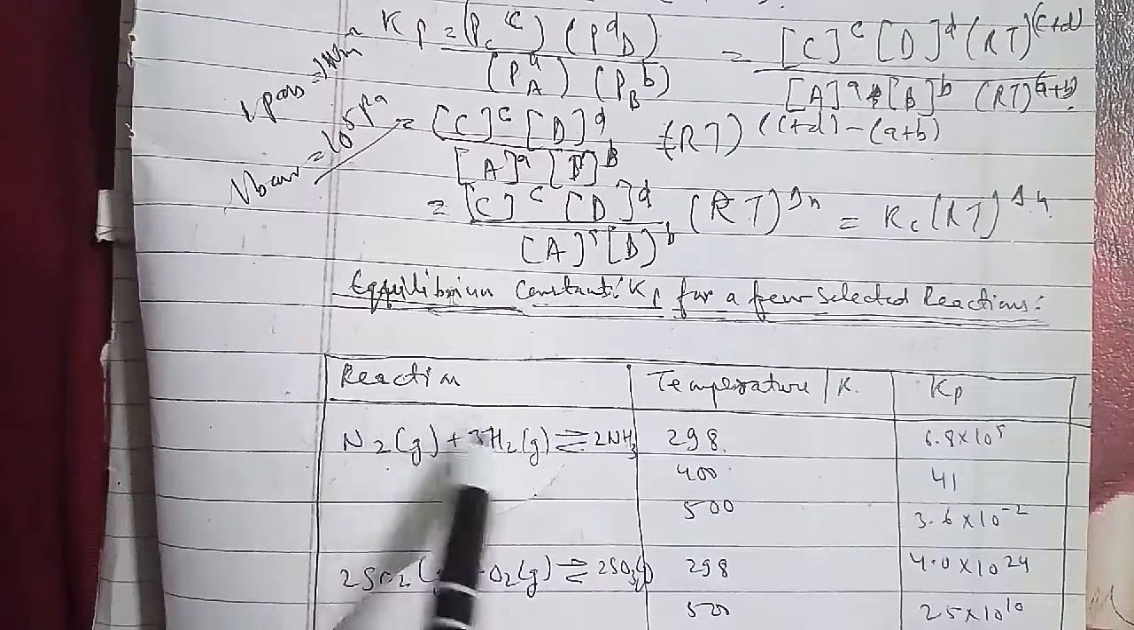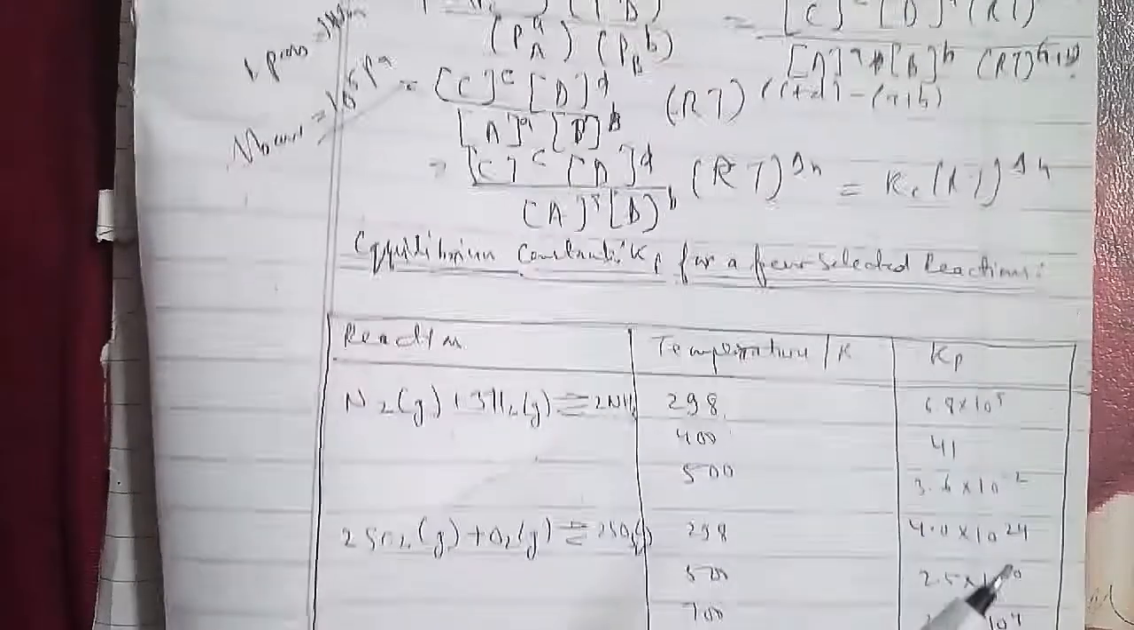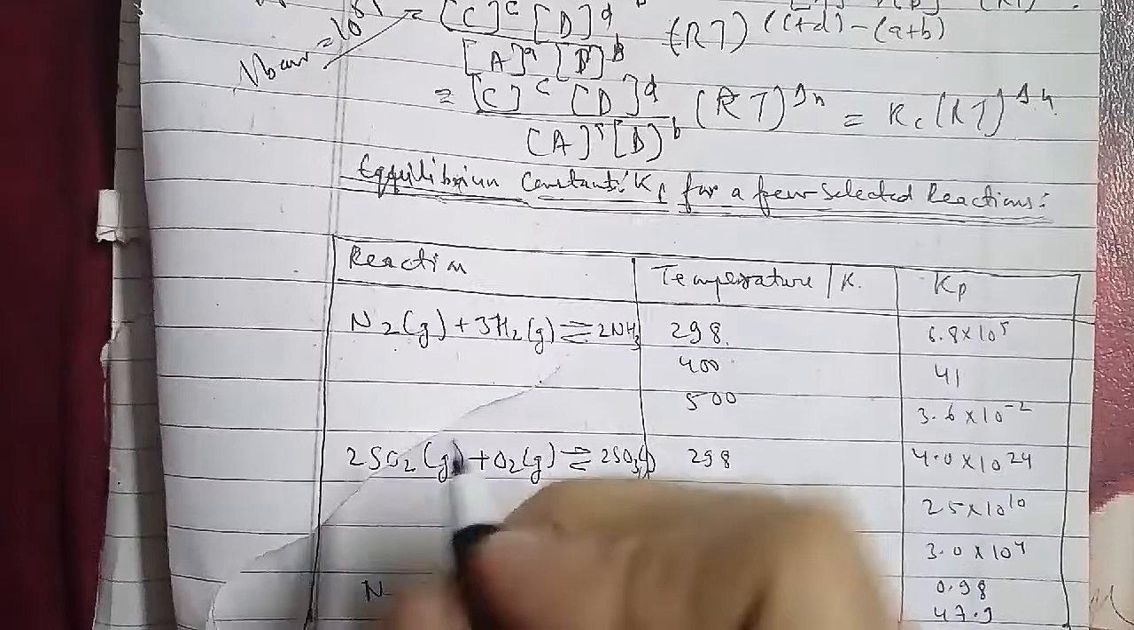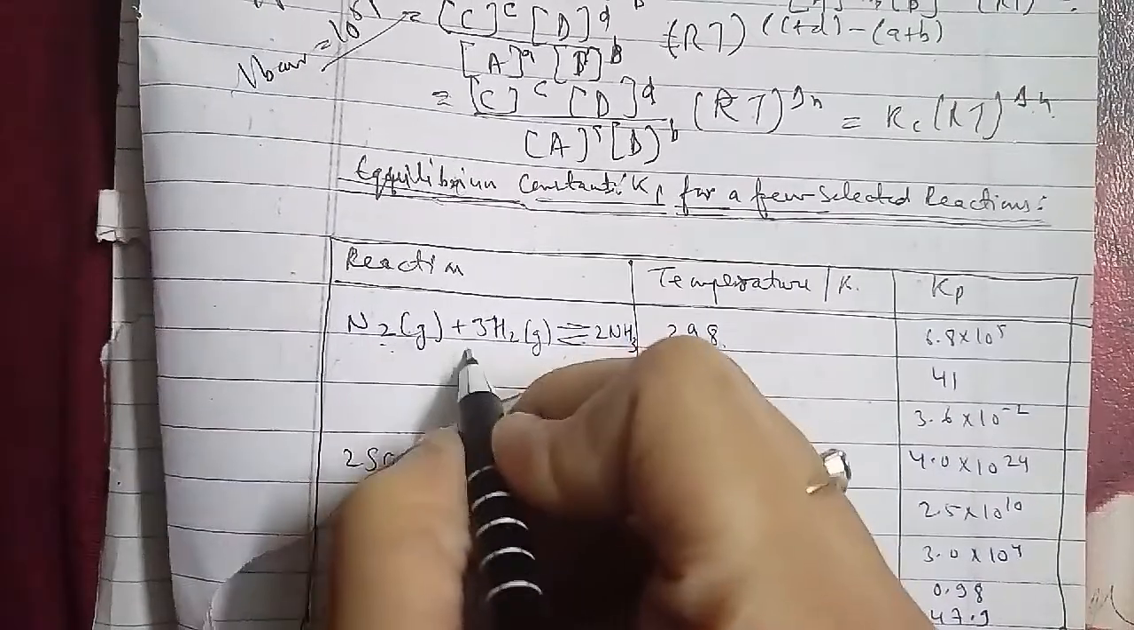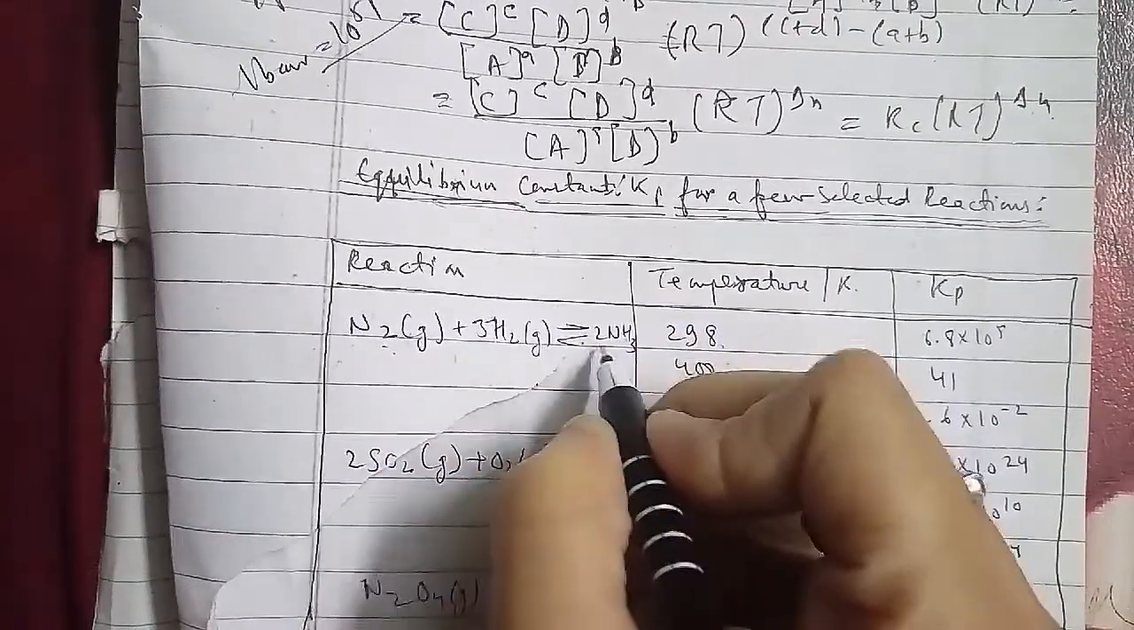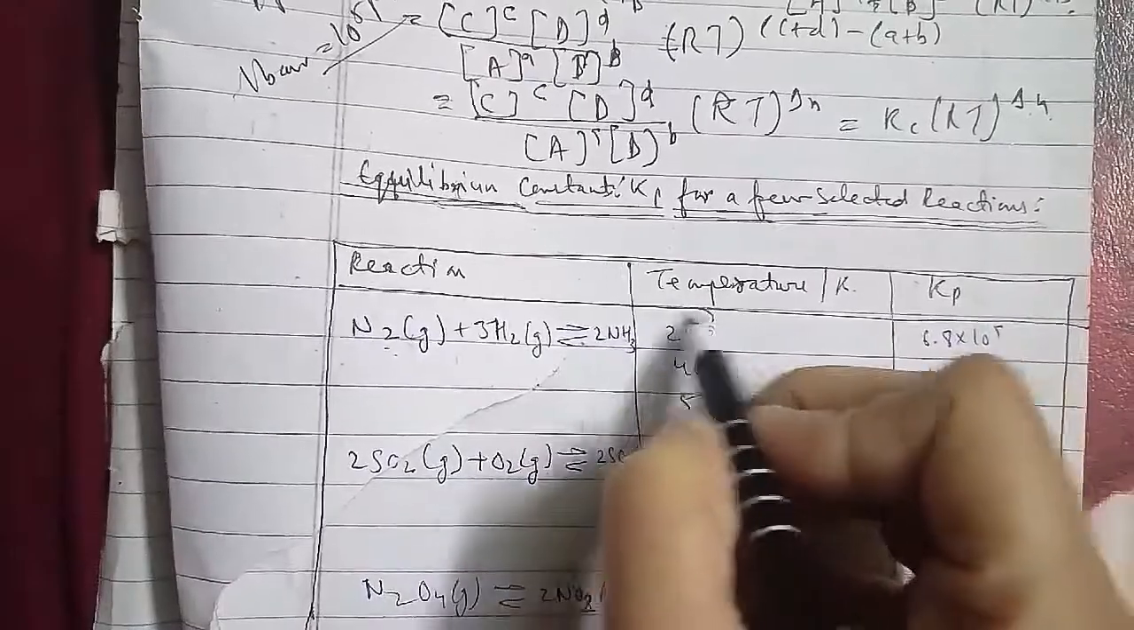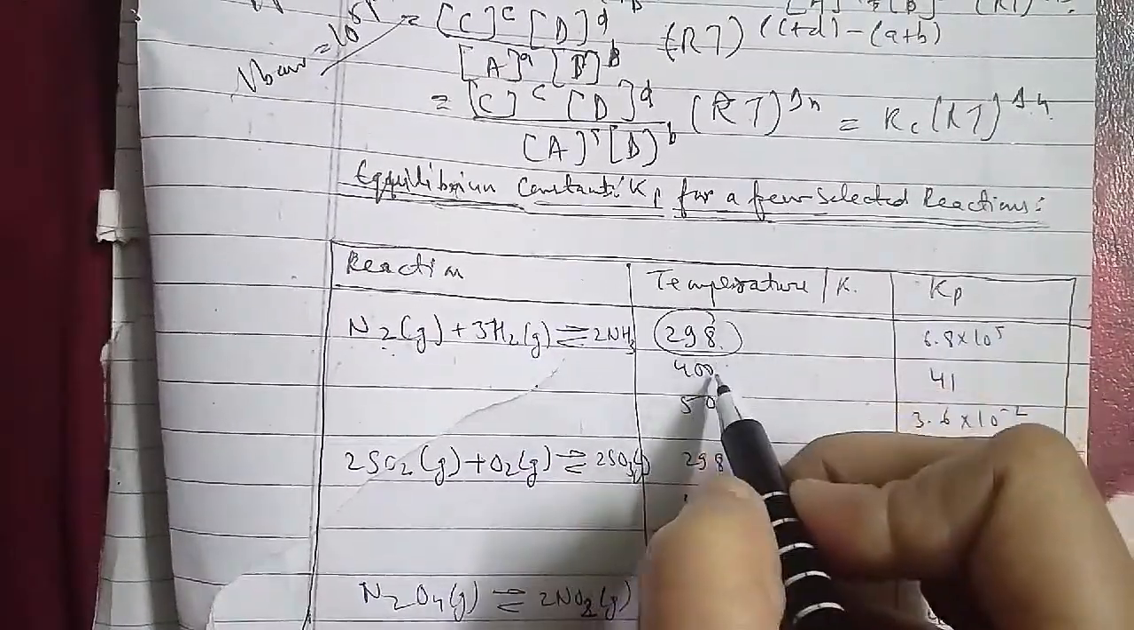298 जब है तो Kp आपका आएगा 6.8 into 10 to the power 5. अगर 400 टेम्परेचर आपका है Kelvin, then Kp is 41, and 500 अगर आपका टेम्परेचर Kelvin में है तो the Kp value is 3.6 into 10 to the power minus 2.